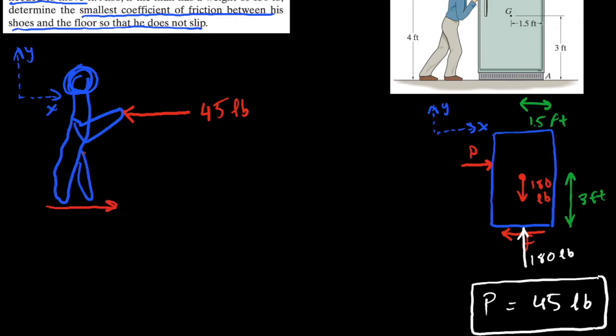Now, in addition to that, he also has a weight. So this dude weighs 150 pounds. I will not be doing summation of force in the y direction because clearly the normal force is opposing this weight that he has.